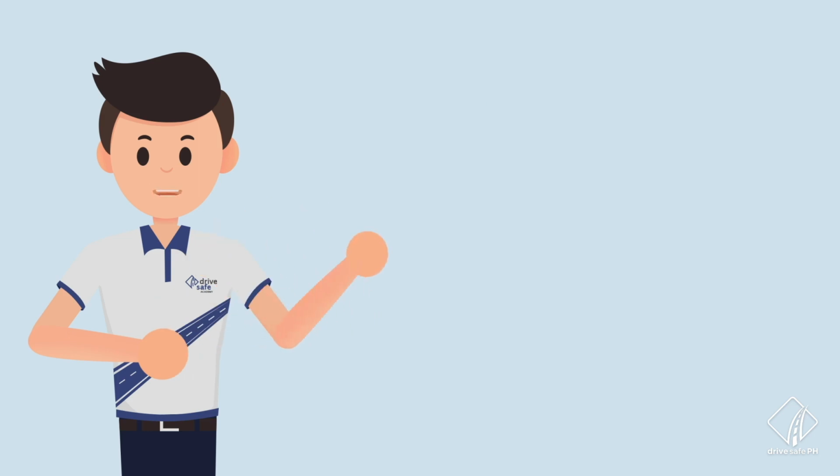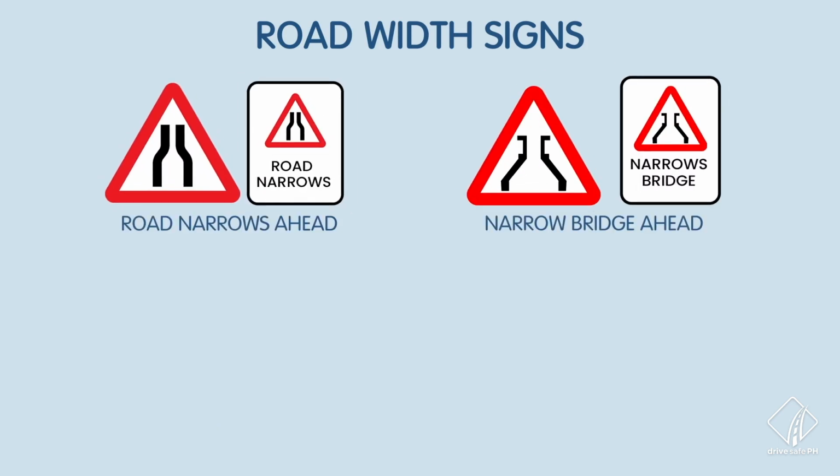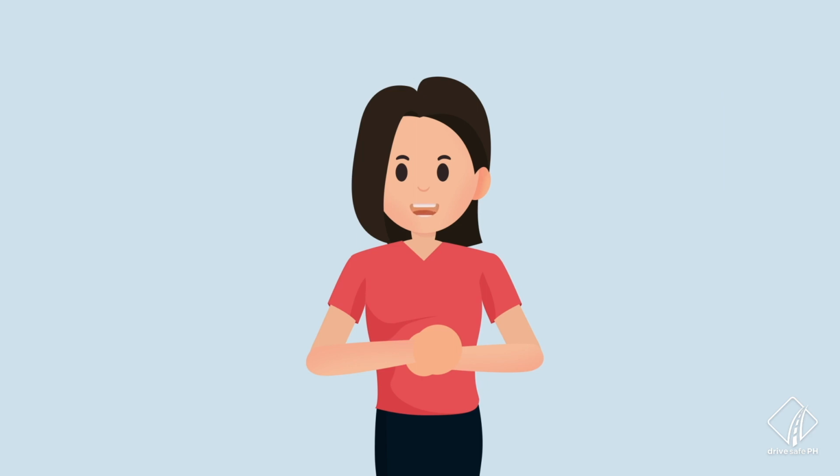We may also encounter what we call the road width signs. It tells us about a narrowing road or a narrow bridge ahead, a one-way road going two-way or the other way around. The signs you mentioned, Mr. Drive Safe, are very important to remember.